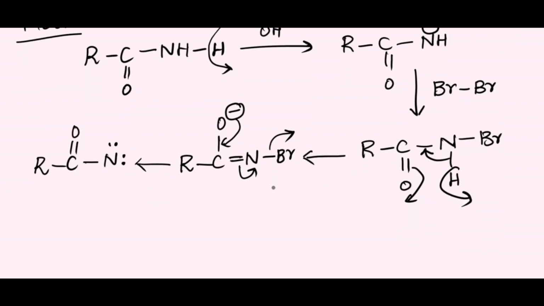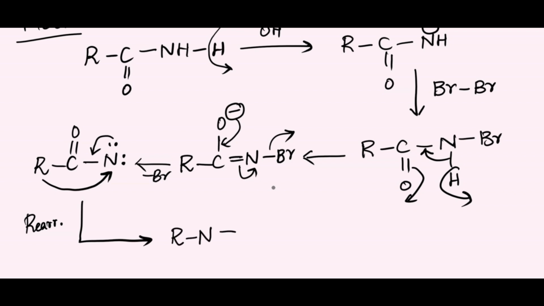Here comes the important part, that is these electrons are coming into the picture. So the rearrangement happens. So the R group is getting attached with nitrogen. R, N, double bond C, double bond O. You can see.